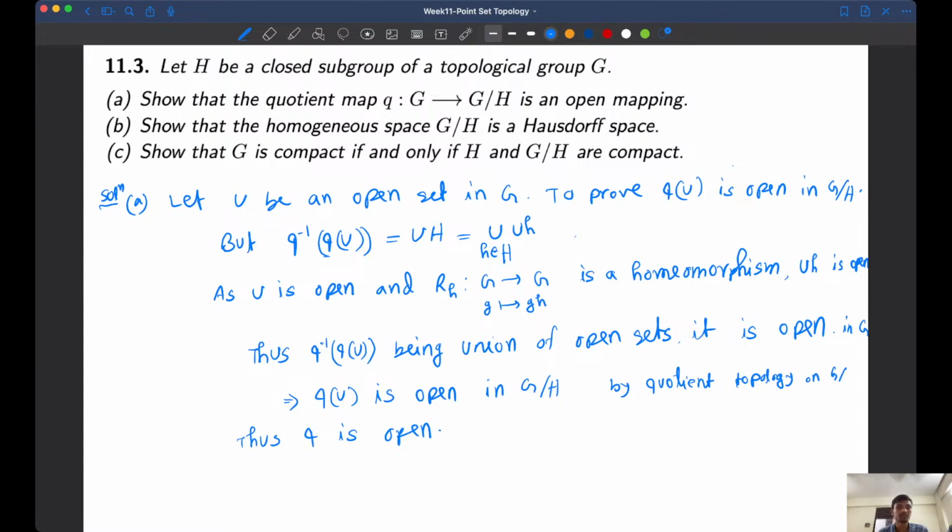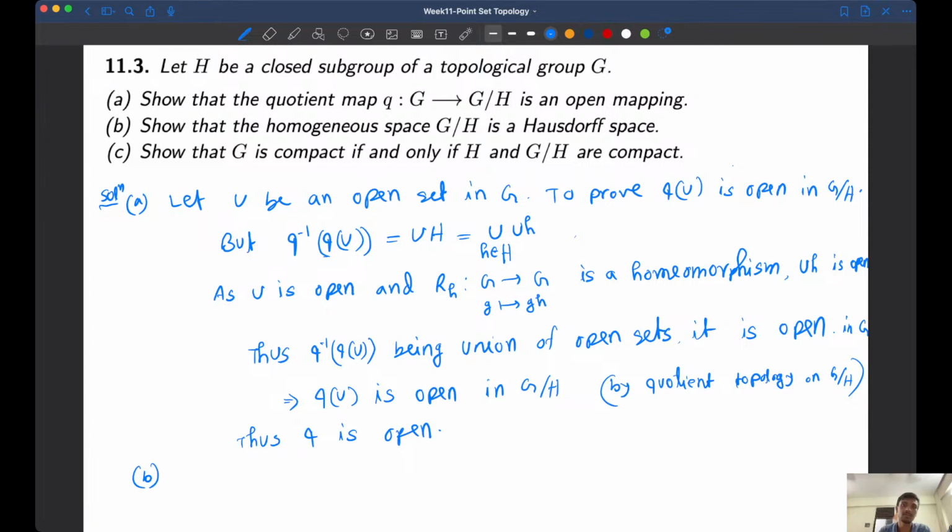Okay, so next we have that G mod H, with the quotient topology, is actually a Hausdorff space. So you have to use H is closed here. What can you prove to show a space is Hausdorff? The basic definition is that if you have two distinct points, there exists an open set which separates those two points.